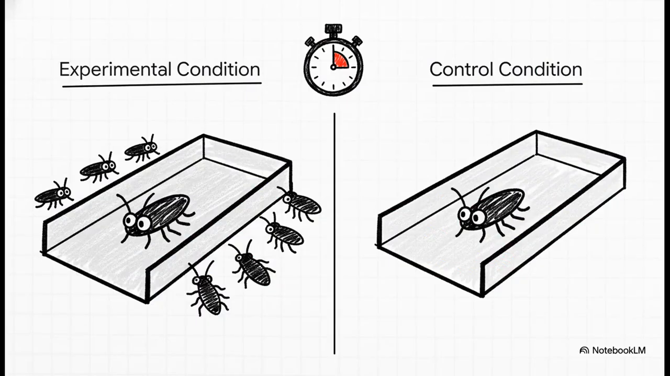By comparing the two groups at the end, you can see if your treatment actually made a difference. And this is exactly what the researchers did to figure out our cockroach question. A team led by a scientist named Zajonc set up two groups. One group of cockroaches had to run a maze with a little audience of other roaches watching them. The other group ran the exact same maze, but they were all alone. The difference in their finish times told the scientists everything they needed to know about the audience's effect.